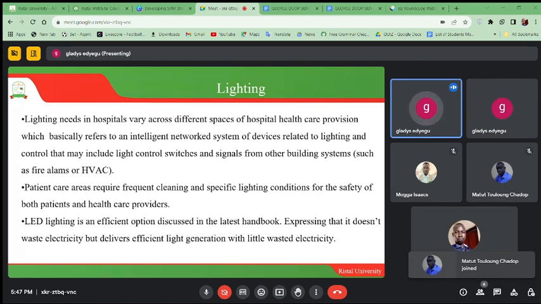So patient care areas require frequent cleaning and specific lighting conditions. So the specific lighting conditions can move along with the conditions of our patients. So that looks at both the safety of the patient and the healthcare providers.